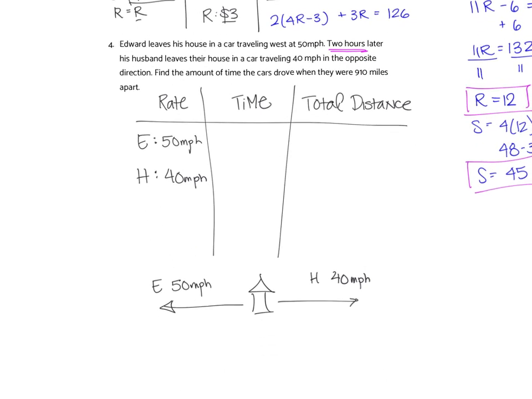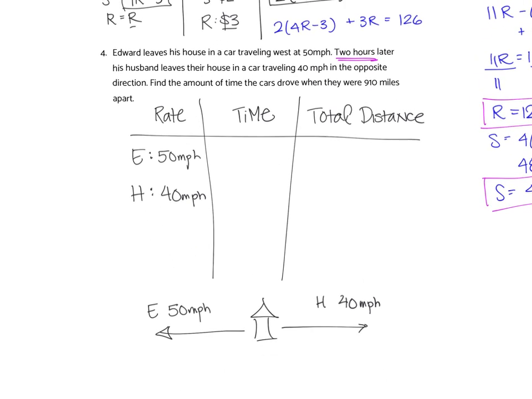So if I'm writing the distance, distance is going to be their rate, the speed they're going, times time, right? So for Edward, his time is t. His husband left 2 hours later, so his time is going to be t minus 2. So now for Edward's distance, it's going to be 50t. That gives me this distance here.